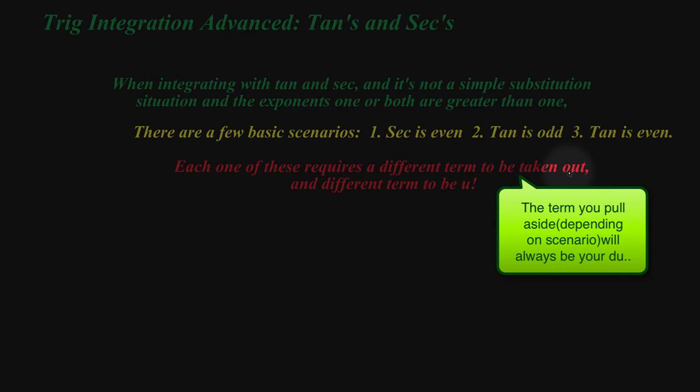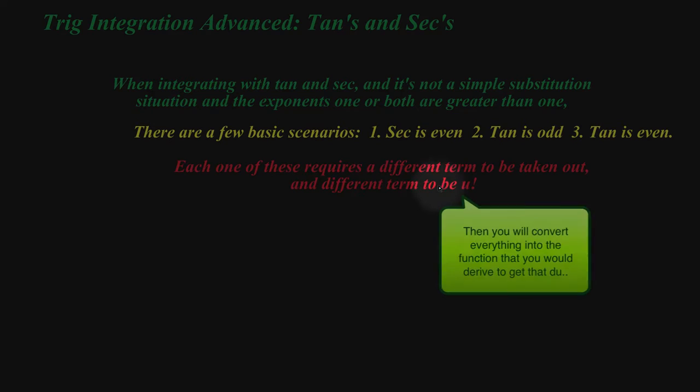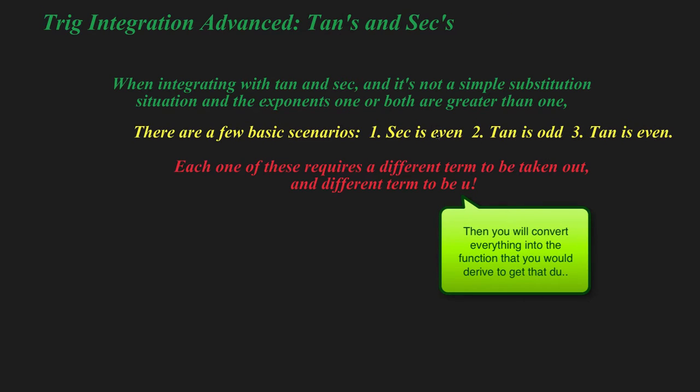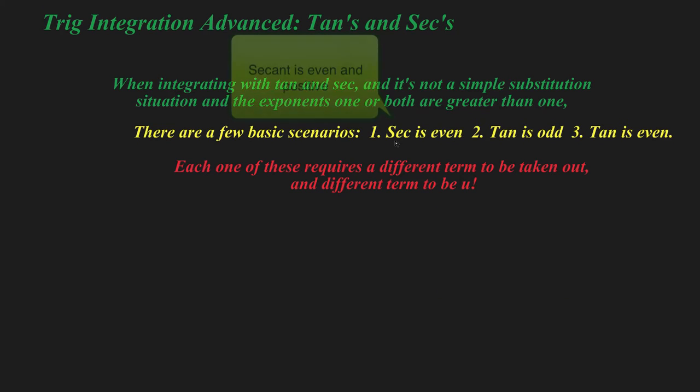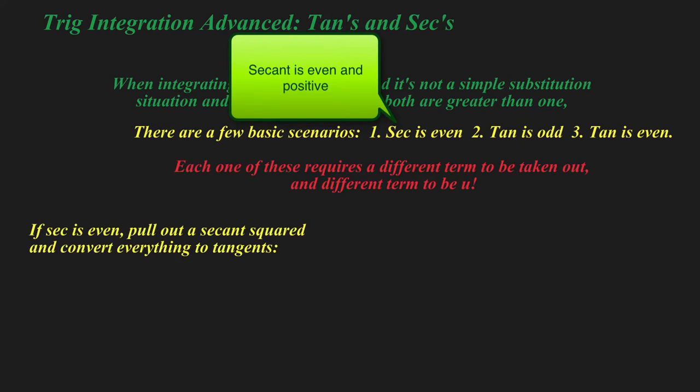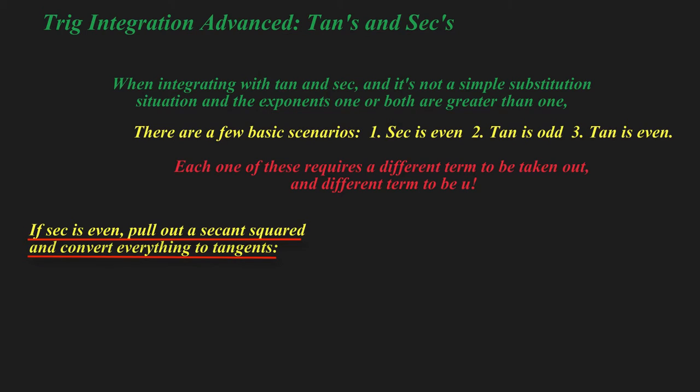What we set aside is always du, and then convert everything else to u in each one of these. In this video, we're going to discuss what happens when secant is even. When secant is even, what you're going to do is pull out a secant squared and convert everything into tangents. You will do this using the Pythagorean identity as you did in the other videos.